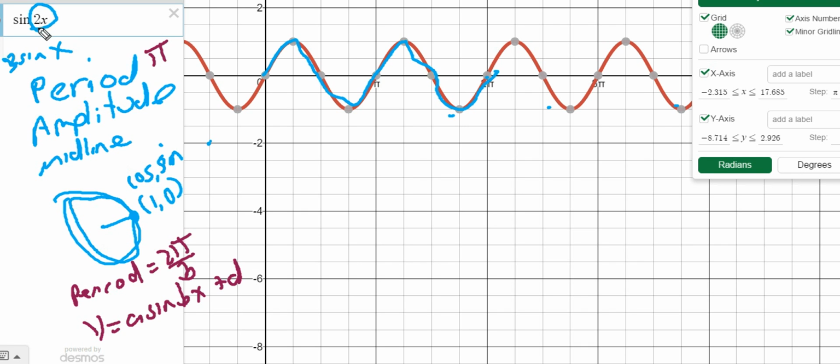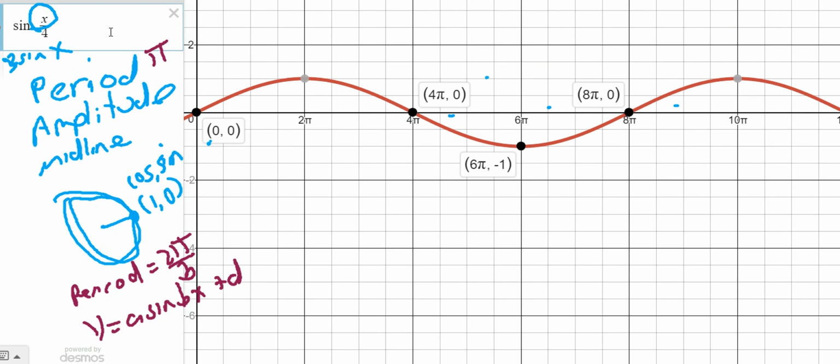So note we have a big number and the period got smaller. Alright, so big number and the period got smaller. Alrighty, so now we're going to see what happens when we have a small number. Okay, so now we've got x over 4, and look, the period is now 8 pi. It went from 2 pi to 8 pi.